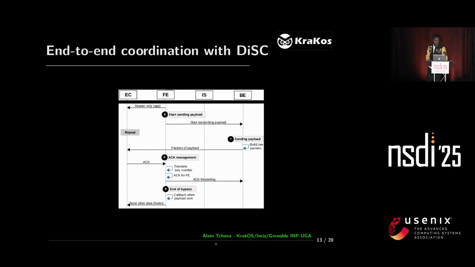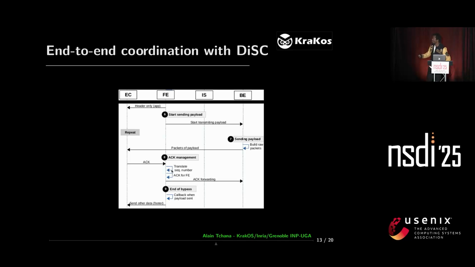Then it sends the header to the external client, and after this, the front end can ask the backend: now you can send the payload directly to the client, but using the initial TCP connection. Then the backend will just create raw packets and send the packets to the client. The client will respond with ACKs, so the ACK arrives here.